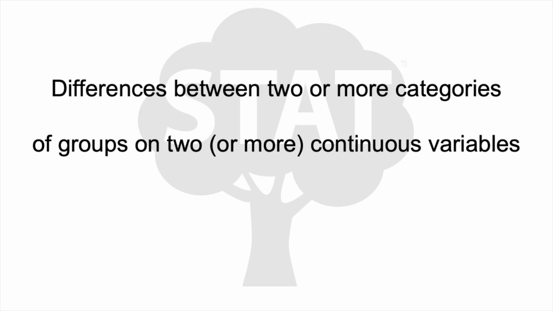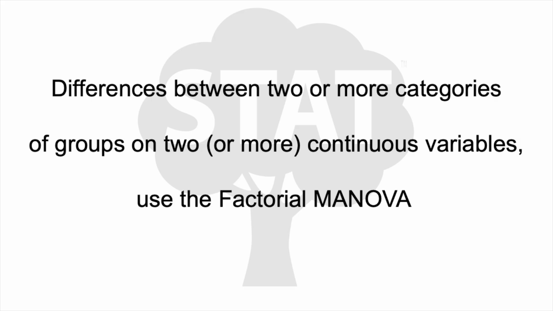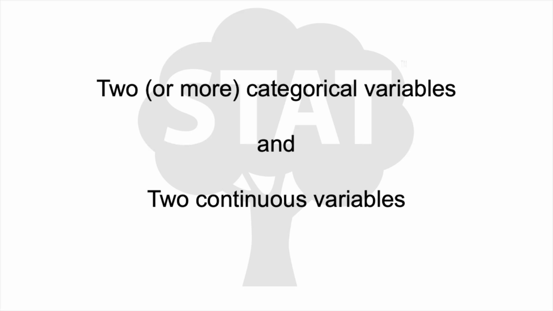To test whether there are differences between two or more categories on two or more continuous variables, the Factorial MANOVA would be appropriate. You will need two categorical variables and two continuous variables in order to run this test.